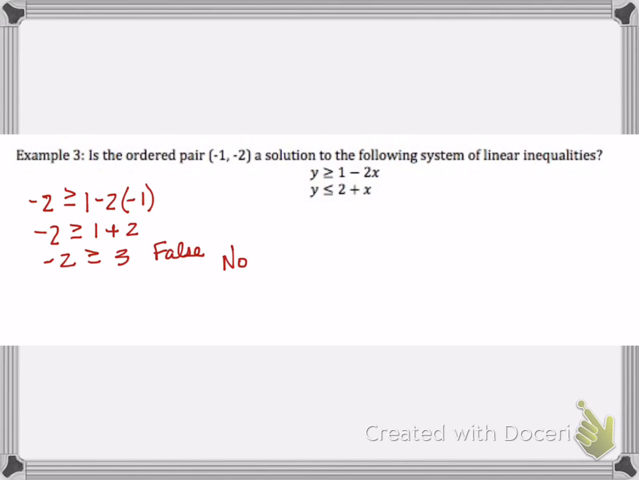Now, of course, if you would get a true for the first statement, you would want to check them both. But if you get a false, then it already doesn't work in that first inequality. And so it does not work as the system, because the solution to the system is the solution in both.